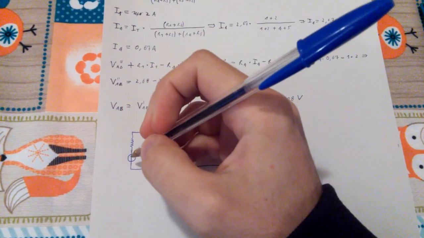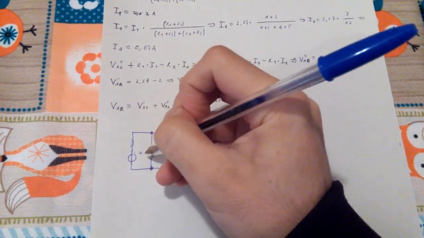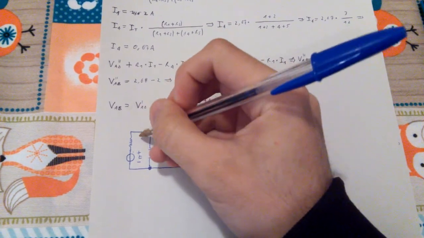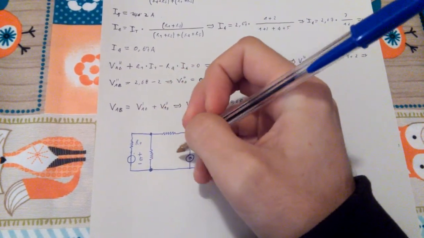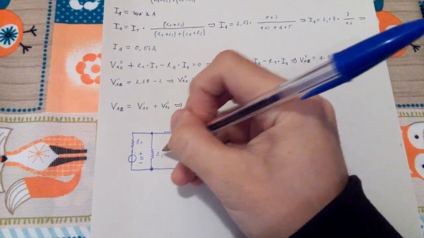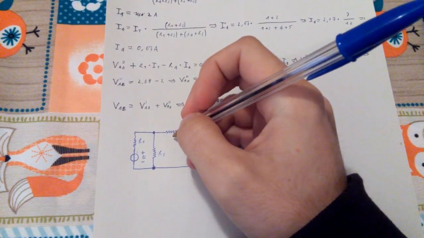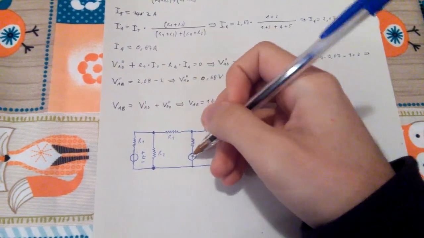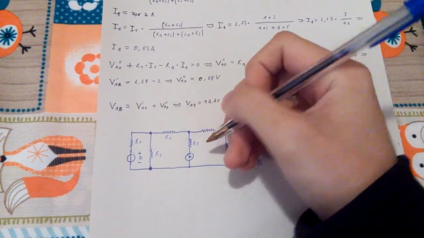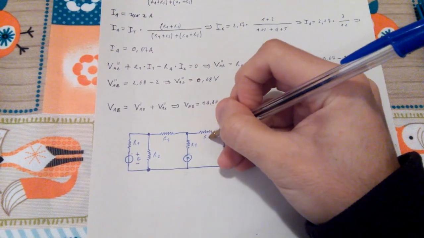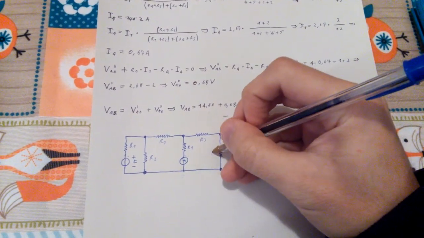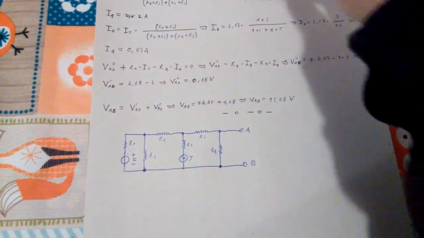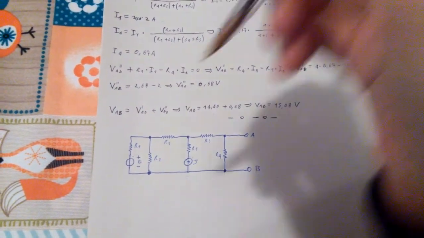So I'm going to call my voltage generator E. This is going to be my R1, resistance 1, R2, this is going to be R1 as well, R1 as well, this R3, R4, and J, our generator of current.